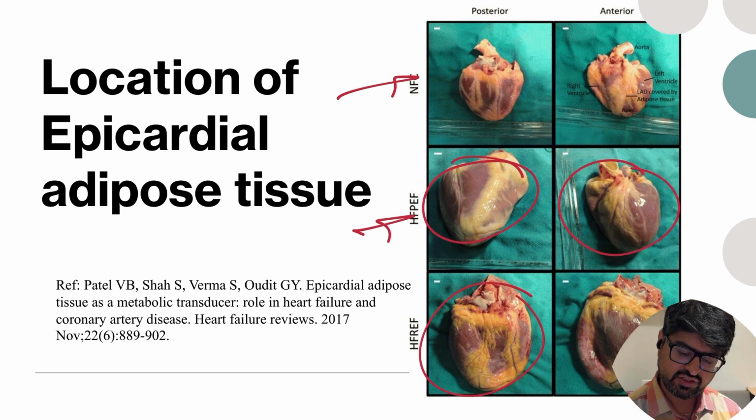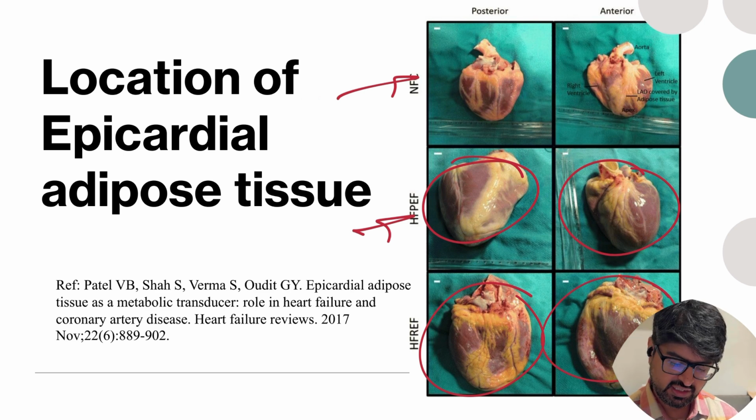And then you can see heart failure with reduced ejection fraction. So again, see the size of the heart. This yellow color is basically the fat. So you can clearly see how much fat is being deposited in this tissue.